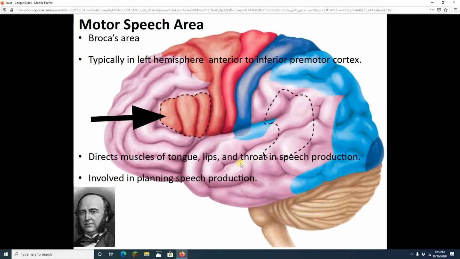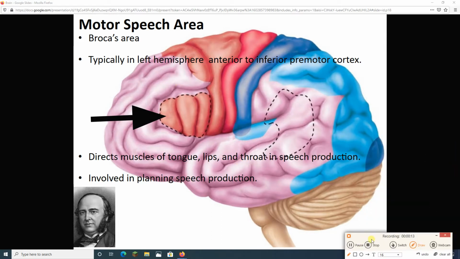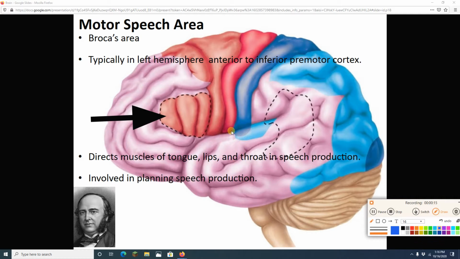Hey everybody, we're back for lecture number 2 on the brain. We are still in the frontal lobe. You can see this big, beautiful brain right here. Let's draw on our frontal lobe just for a second here. There it is.